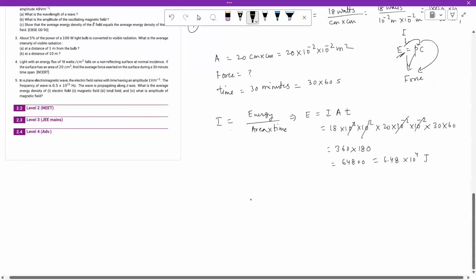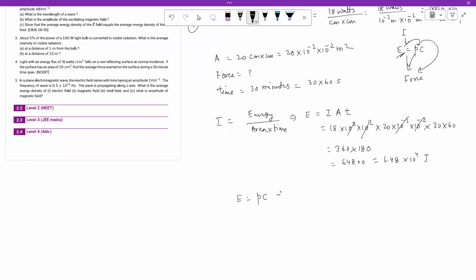Now we know that this energy is equal to momentum into speed of light. So we can calculate momentum as E by C. What is this value? This is 6.48 into 10 to the power 4 divided by 3 into 10 to the power 8. So this is 2.16 into 10 to the power minus 4. So momentum we have calculated, right?